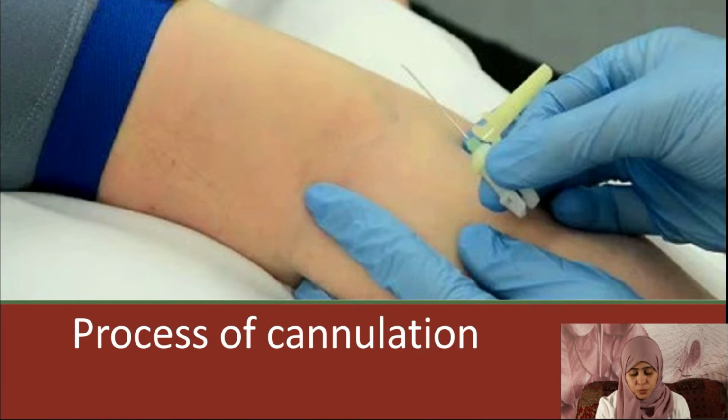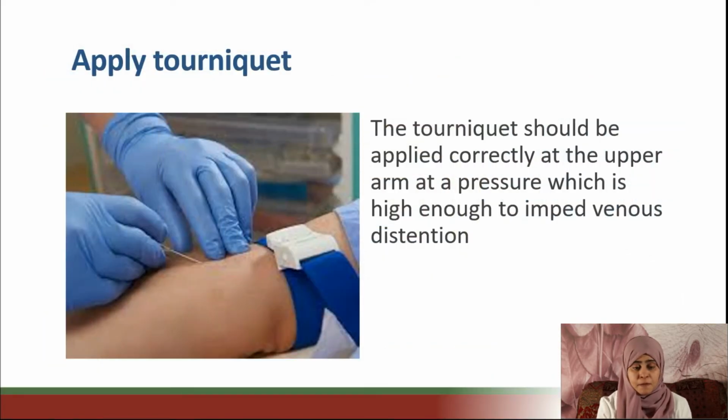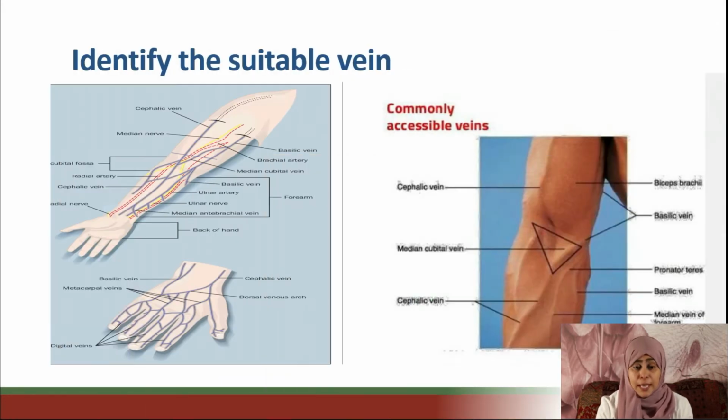Then, how will you insert the cannula? First, apply the tourniquet. The tourniquet should be applied correctly at the upper arm, with pressure high enough to impede venous return and cause distension. Then identify a suitable vein. These are the commonly accessible veins: the cephalic vein, basilic vein, and the median cubital. And also we can use the metacarpal veins.